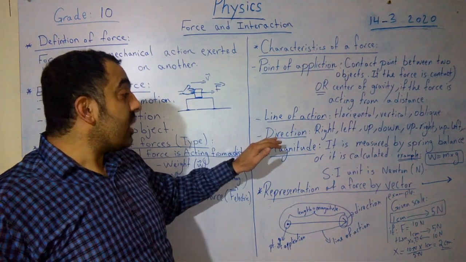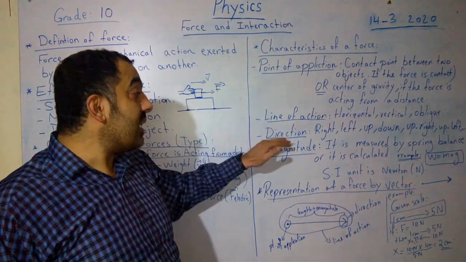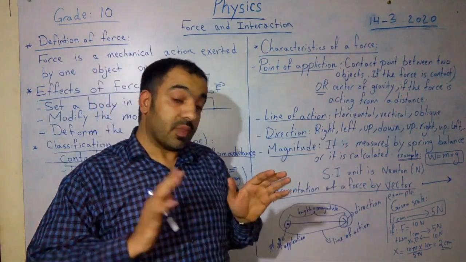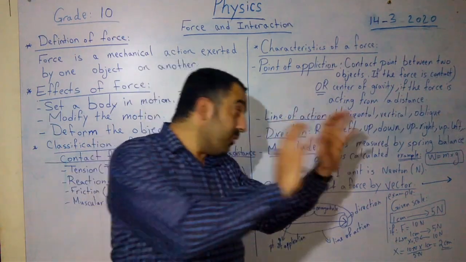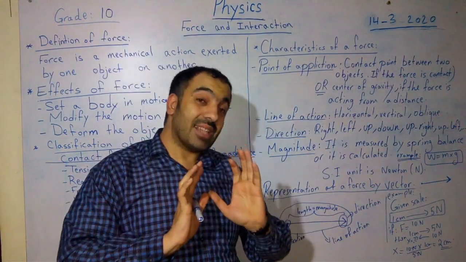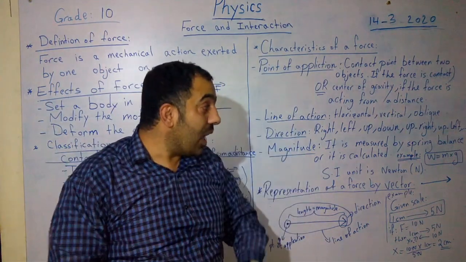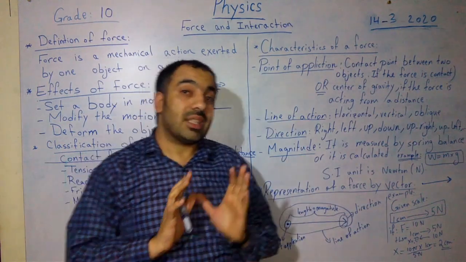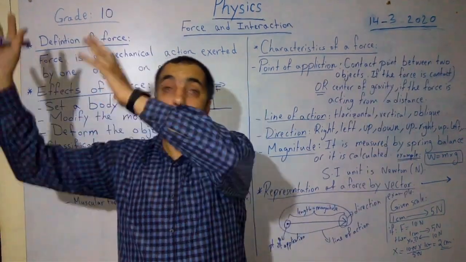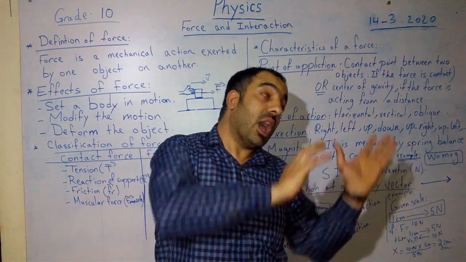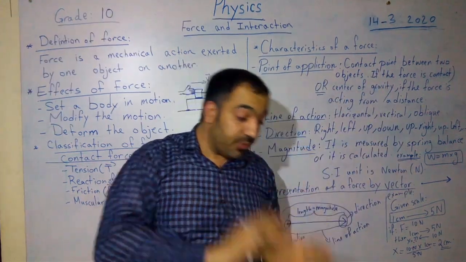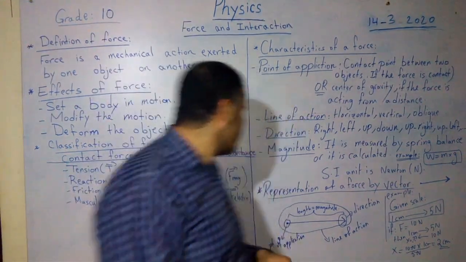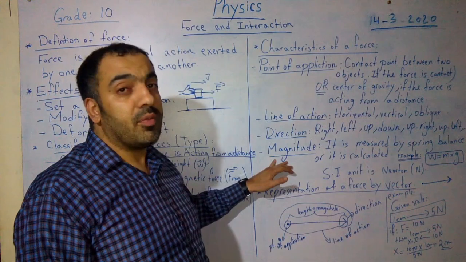Now, the third characteristic is direction. The direction of the force may be to the right or to the left. Maybe the force has direction up or down, or if the line of action is oblique, the direction may be right up, left up, left down, or right down.